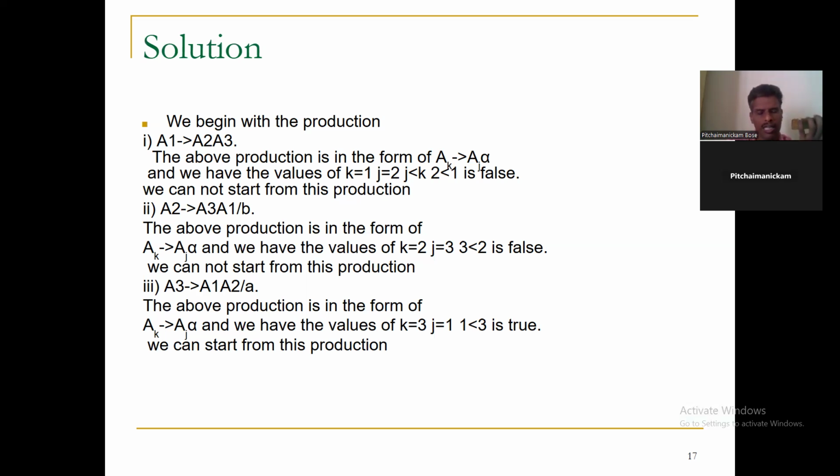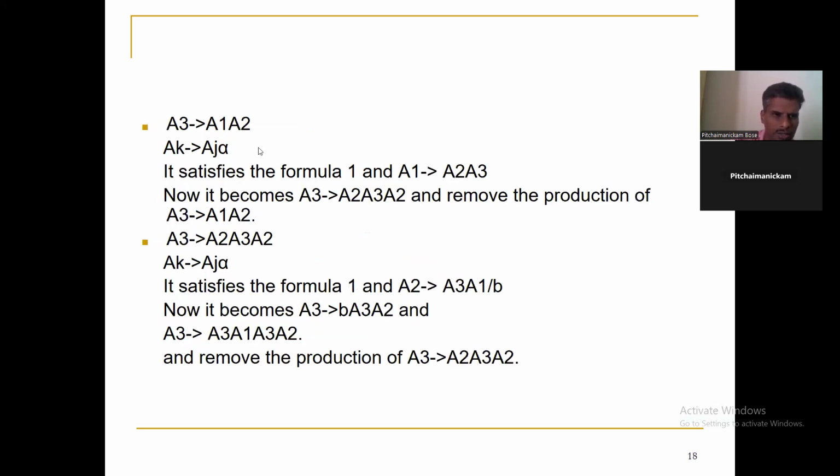So next one is A3 tends to A1, A2 slash A. So the above production is in the form of AK tends to AJ alpha. We have the values of K is equal to 3 and J is equal to 1. 1 less than 3 means it's true now. So we can start this production also. So A3 tends to A1, A2.